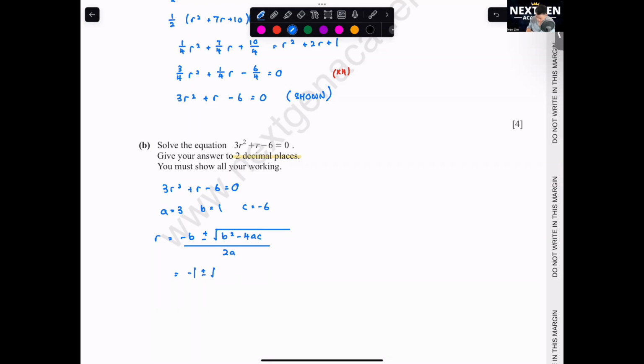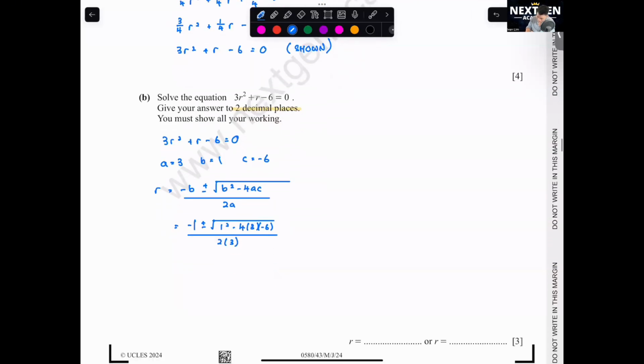Negative 1 plus minus square root of 1 squared minus 4ac over 2a. Show your working. What's inside the square root? This one will be 73 over 6. And you split it up. Okay, r is equal to 1.26, and r is equal to negative 1.59.